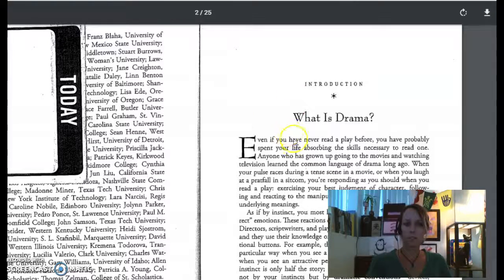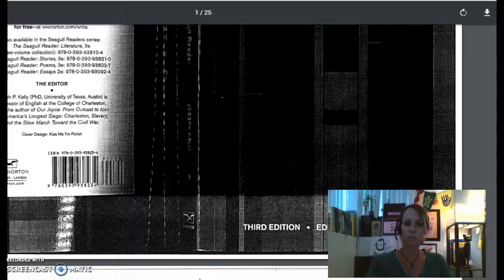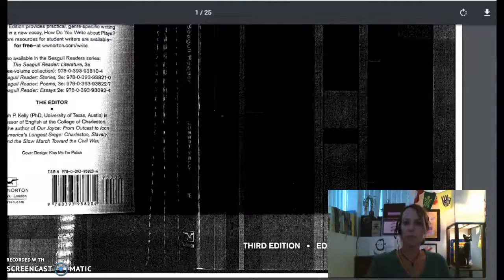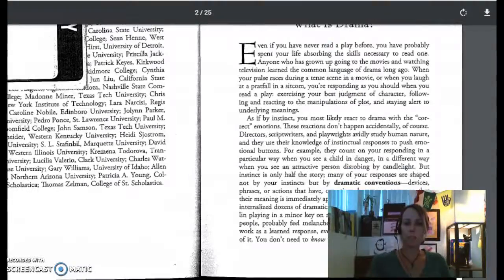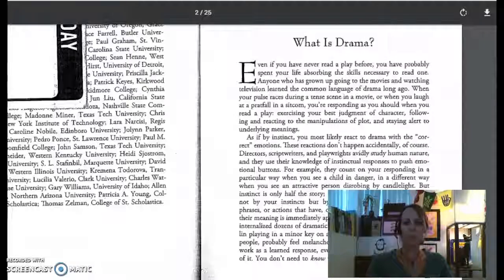So again, this format should look familiar. It's the What is Drama section from the anthology of Little Seagull anthologies, Norton anthologies. Seagull Reader, excuse me. And so rather than have you buy all three books, I copied information for you guys to look at. So again, this is the introduction.